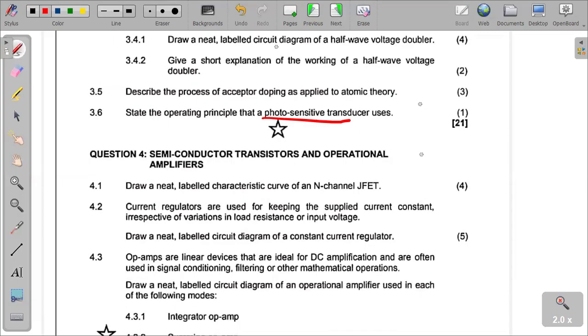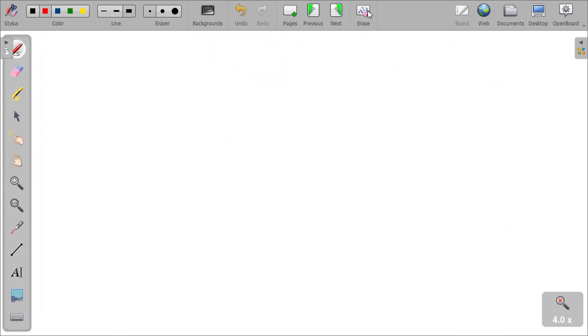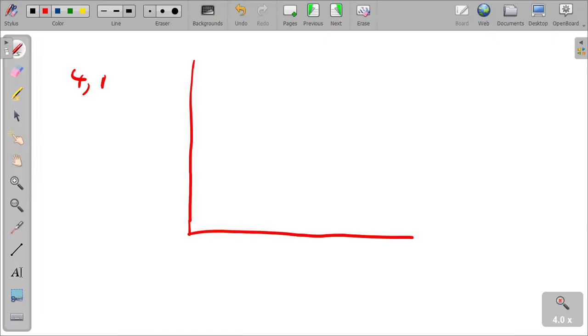So I'll go to 4.1. Question number 4, semiconductor transistor and operational amplifiers. Draw a neat labeled characteristic curve of an N-channel JFET. So we want the characteristics of that. So I will erase this. That marks 4.1. So here are the characteristics of the JFET. So I'm going to indicate them as this. Here we are. That marks our VDS.